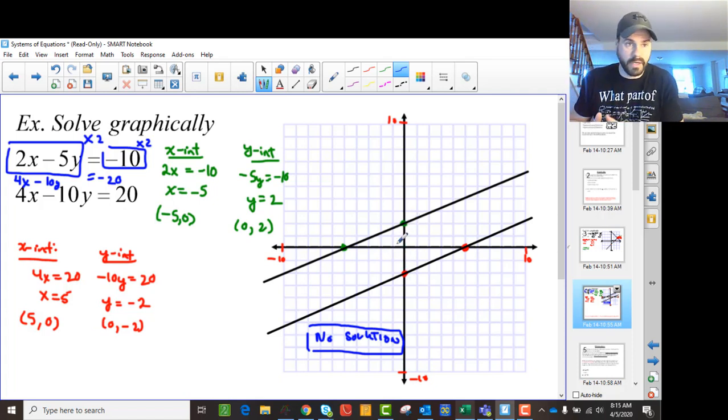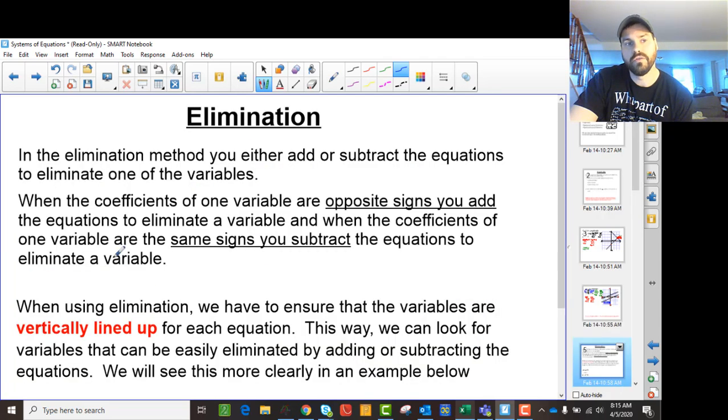In other words, 4x minus 10y is equal to minus 20, and 4x minus 10y is equal to 20. They can't both be true at the same time. So that's why there's no solution. So that is how you solve a system graphically. Then we get into the other two methods.